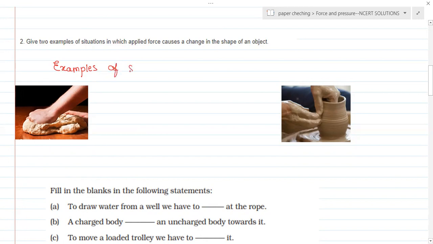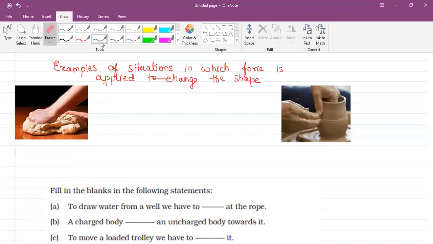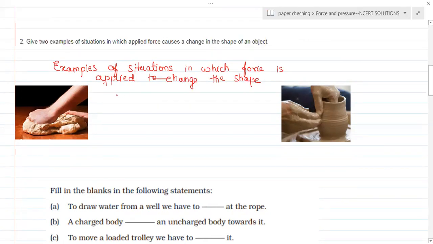Examples of situations in which force is applied to change the shape of an object. Okay, shape of an object. So the easiest example is what you see in your daily life, your mom making chapatis, right? So examples of situations in which force is applied to change the shape of an object.